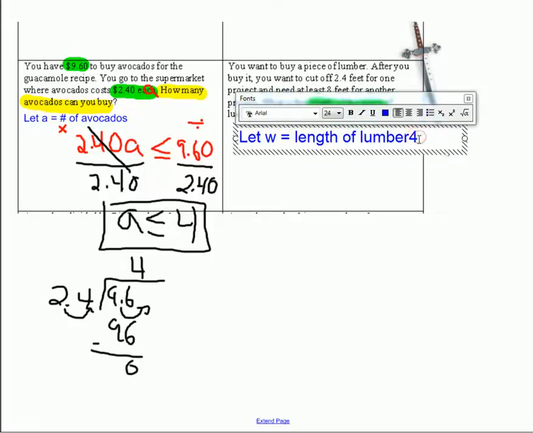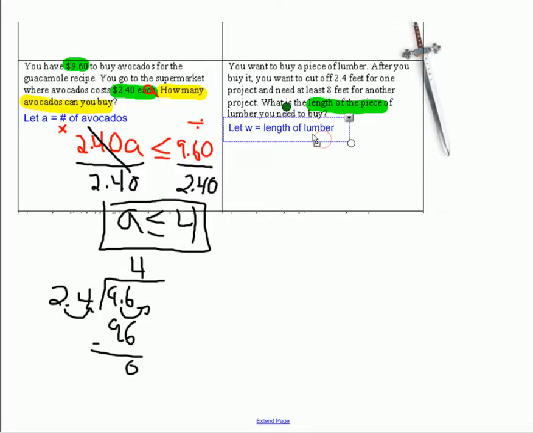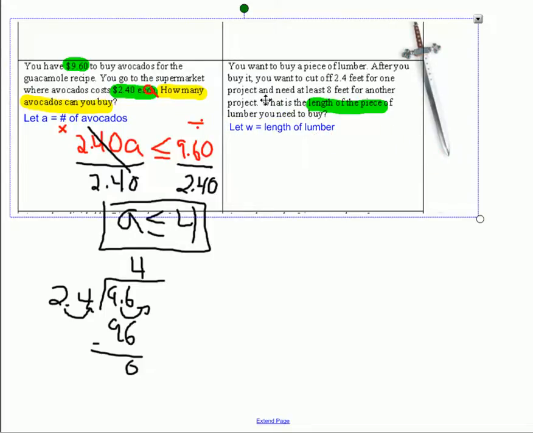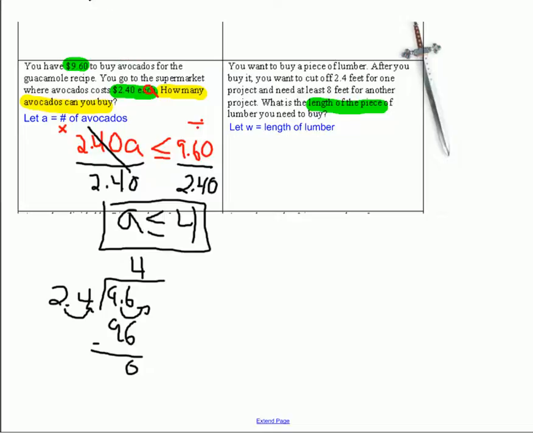Again, if you don't have a let statement, you've got to tell me what the letter that you're using stands for. Even if you had to write it on the side somewhere, that's okay. Copy it down. Okay, I'm going to go back and reread and re-highlight. You want to buy a piece of lumber, so that's this W thing. After I buy it, I want to cut off this much. Well, cut off, we all know what operation that is. I'm taking this and I'm cutting off 2.4 feet, which means taking it away.